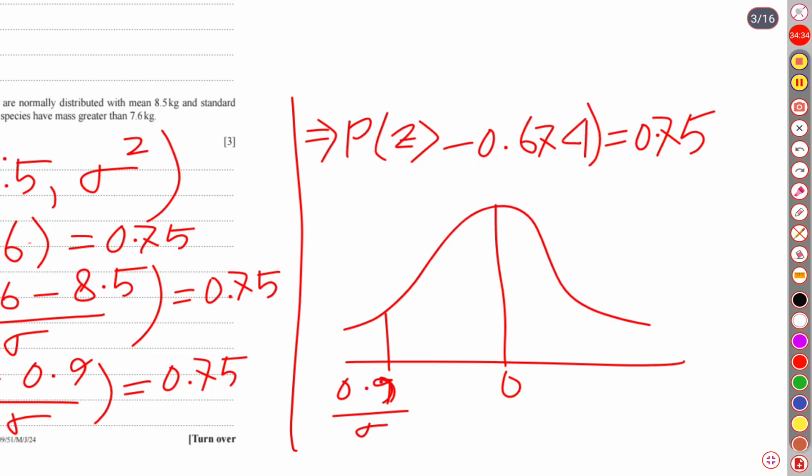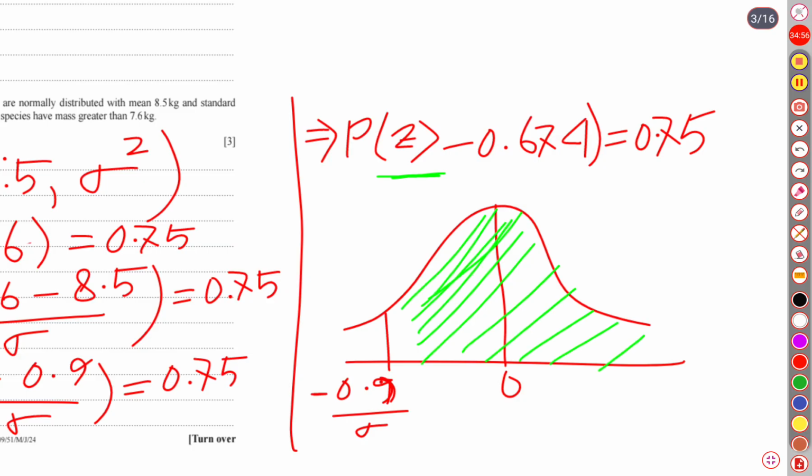Well, now it is negative definitely, as it is lying on the mean line. So they have told greater than, we should not forget that this is the greater than symbol. Here, look at this, the symbol is greater than, that means the right side. Greater than means this portion is our probability, which is 0.75. Now, as the normal graph is always symmetrical, here also the z score will be 0.9 over sigma.